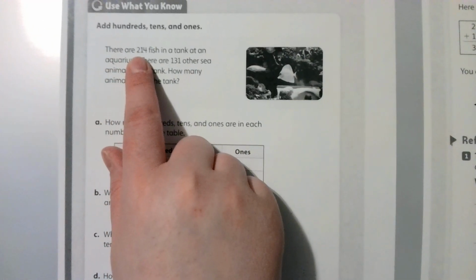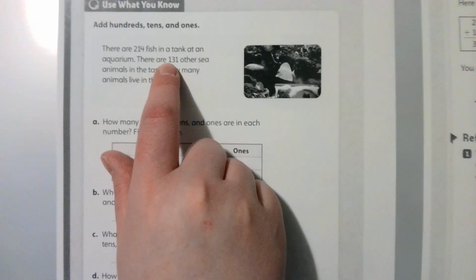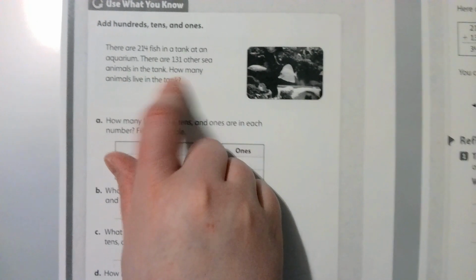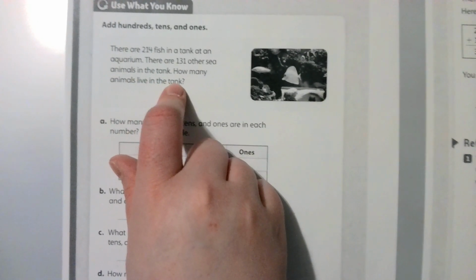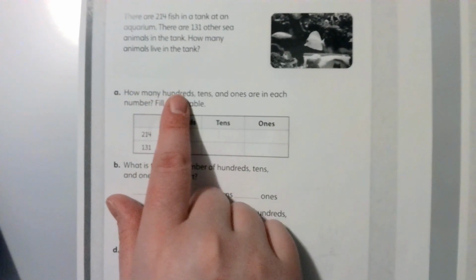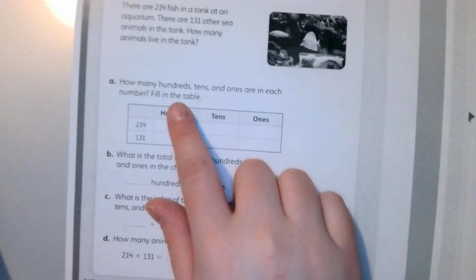There are 214 fish in a tank at the aquarium. There are 131 other sea animals in the tank. How many animals live in the tank? Okay, so let's look at part A. How many hundreds, tens, and ones are in each number? Fill in the blank. Okay, well, not fill in the blank, fill in the table.